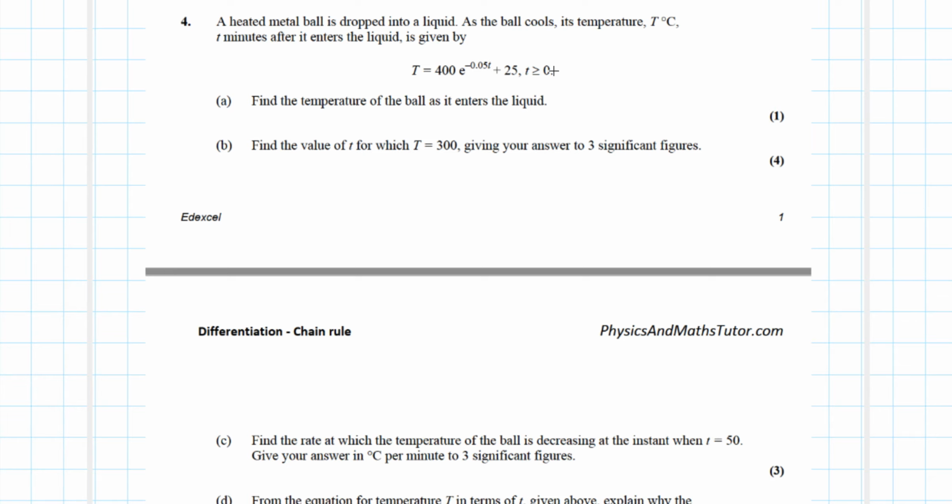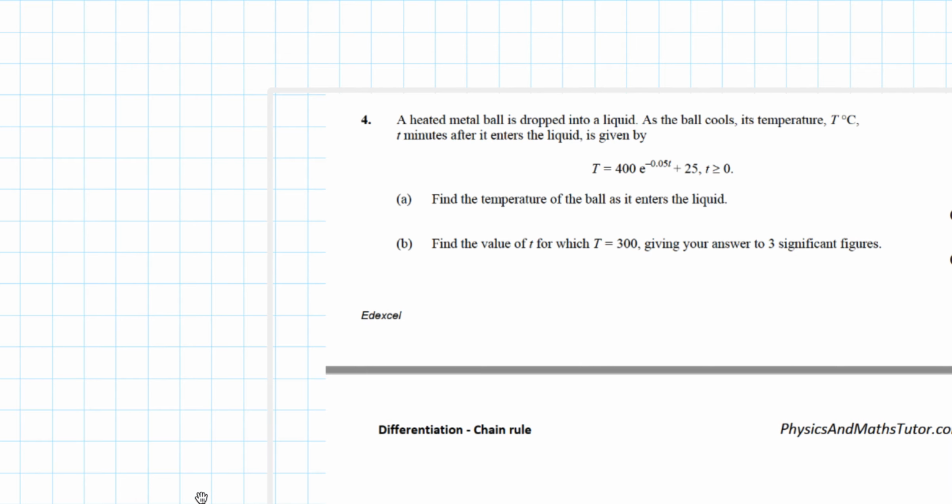Next question, question 4. A heated metal ball is dropped into a liquid. As the ball cools, its temperature T minutes after it enters water is given by T equals 400 e to the power of minus 0.05 t plus 25. Find the temperature of the ball as it enters the liquid. So when it enters the liquid, this is when t is equal to 0. So the temperature of the ball, big T, is 400 e to the power of minus 0.05 times 0, plus 25.